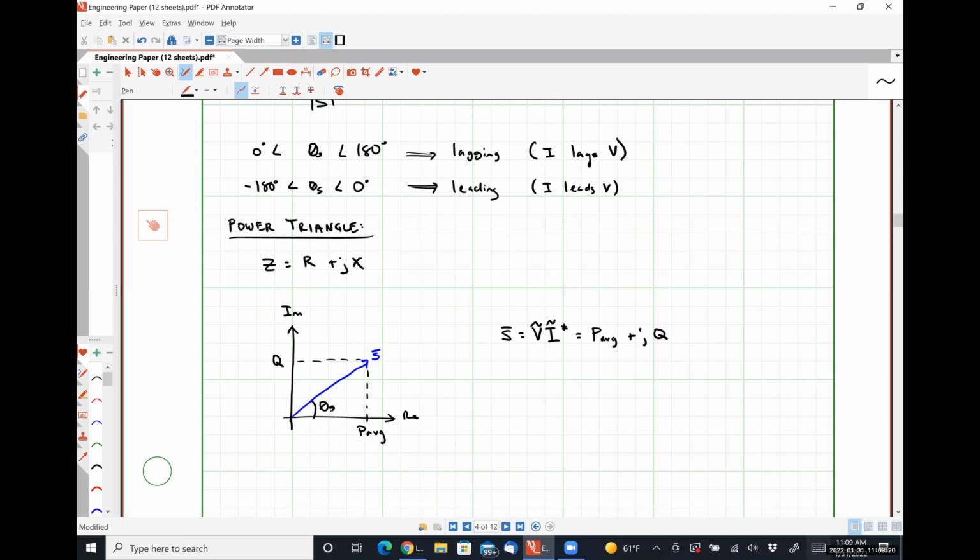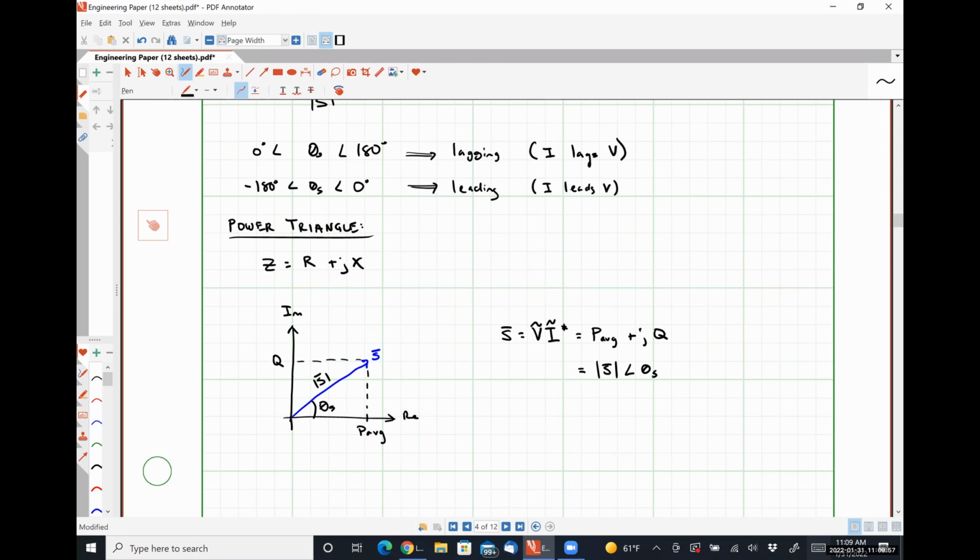And the length of this vector is the magnitude of S, or our apparent power. So in polar form, the complex power is expressed as the magnitude with an angle that is our power factor angle. So our power triangle contains all of the information, right? Our real power, our reactive power, our apparent power, our power factor angle.